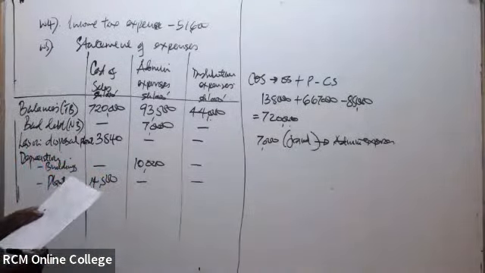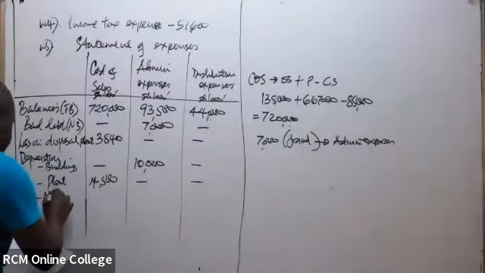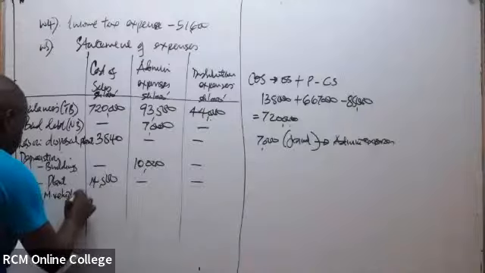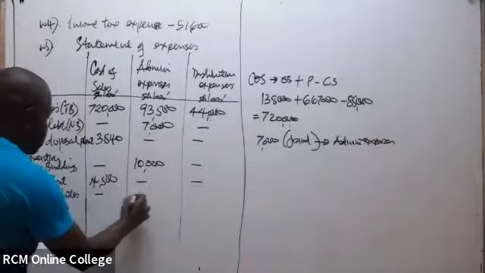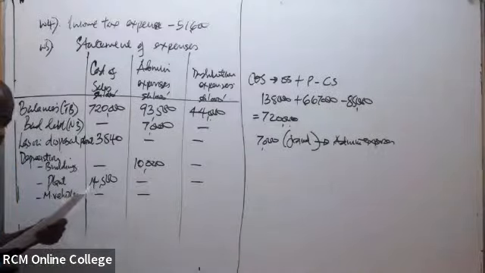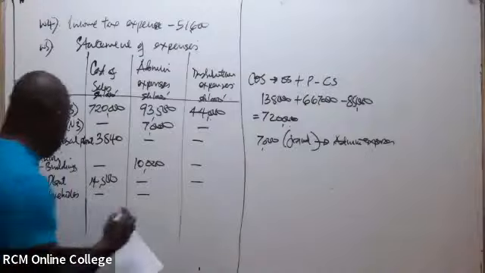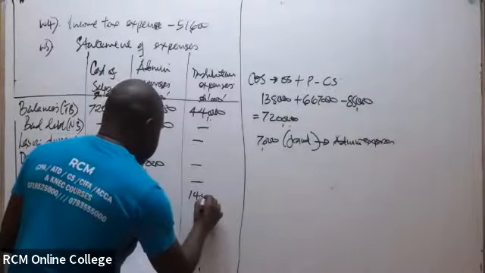Then motor vehicles, we are told it will go to distribution. How much was it for motor vehicles? It was 14 million.